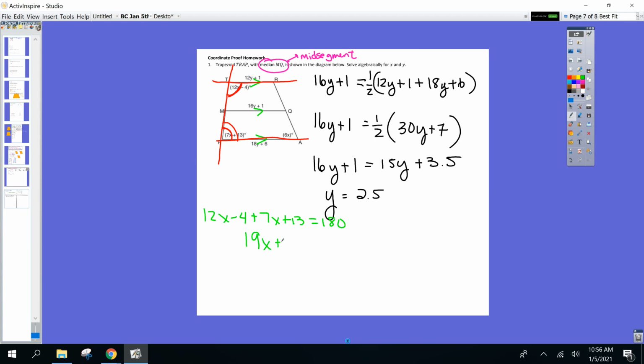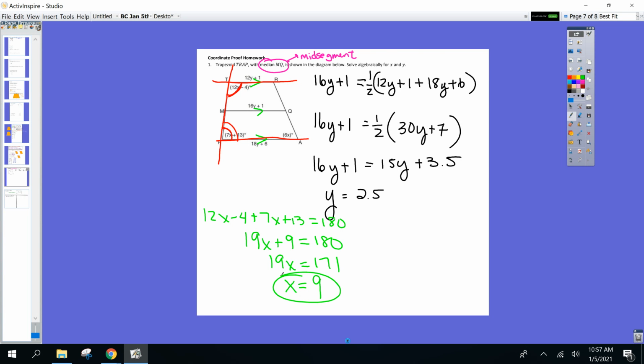19x plus 9 equals 180. 19x equals 171. And then x equals 9. There we go. Everyone all right? P and A are not congruent unless it's isosceles, which it's not. Everyone confident? We good? Mid-segment of a trapezoid.